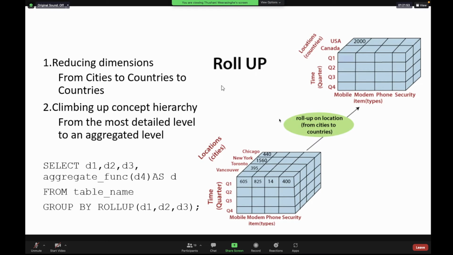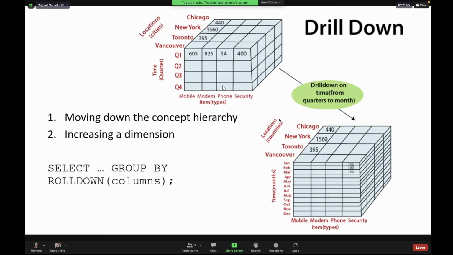Yes, drill down, then you need more information there, and then you need to provide some more information with more details. So then you have to increase the dimensions. Then you have to categorize them further, and then divide them further, and go into more detailed information. So you can roll down the columns. Some kind of columns need to be written here, and those things can be rolled down.